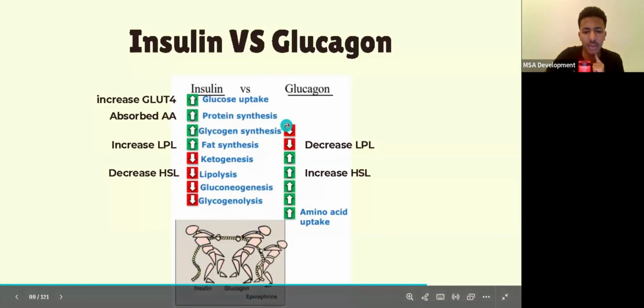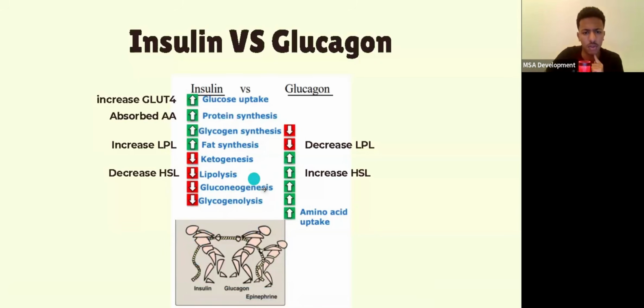And now glucagon is basically going to do the opposite of these functions. It's not going to affect glucose uptake because it's not going to affect the GLUT4 transporters. Glucagon is going to decrease protein synthesis because it wants to release these amino acids into the blood to the liver, for the liver to use them in gluconeogenesis to produce new glucose. But it's not included here. It means it's not important for you guys.